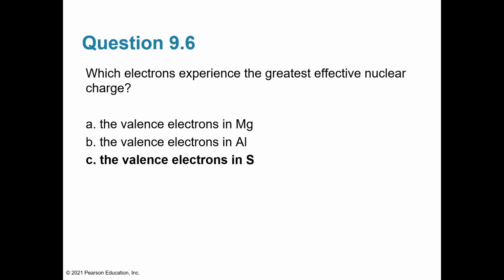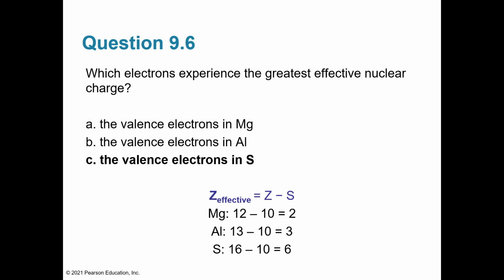The answer is letter C, the valence electrons that are found in sulfur. Here you need to use the Z effective equation.